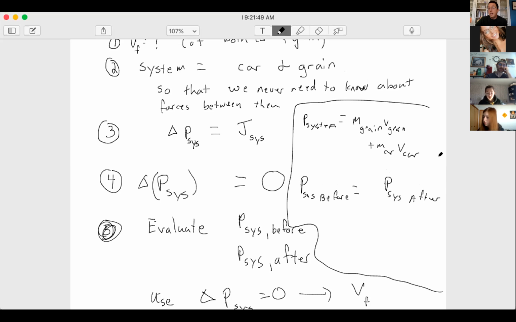So what I need to do is apply this formula, mass times velocity plus mass times velocity before the collision, and then write it down after the collision, rearrange it and solve for the final velocity. Before I do that, are there any questions about where I'm getting that? I'm really saying the change in momentum of this total system has to be 0. So I just evaluate the total momentum before, write down a formula for it afterwards, and get my answer.